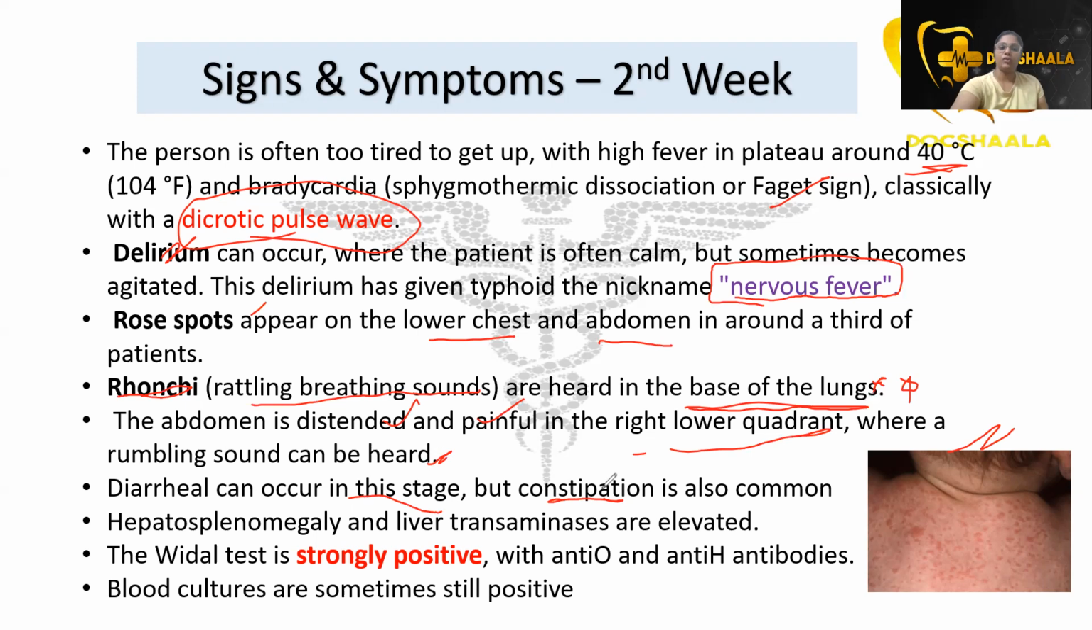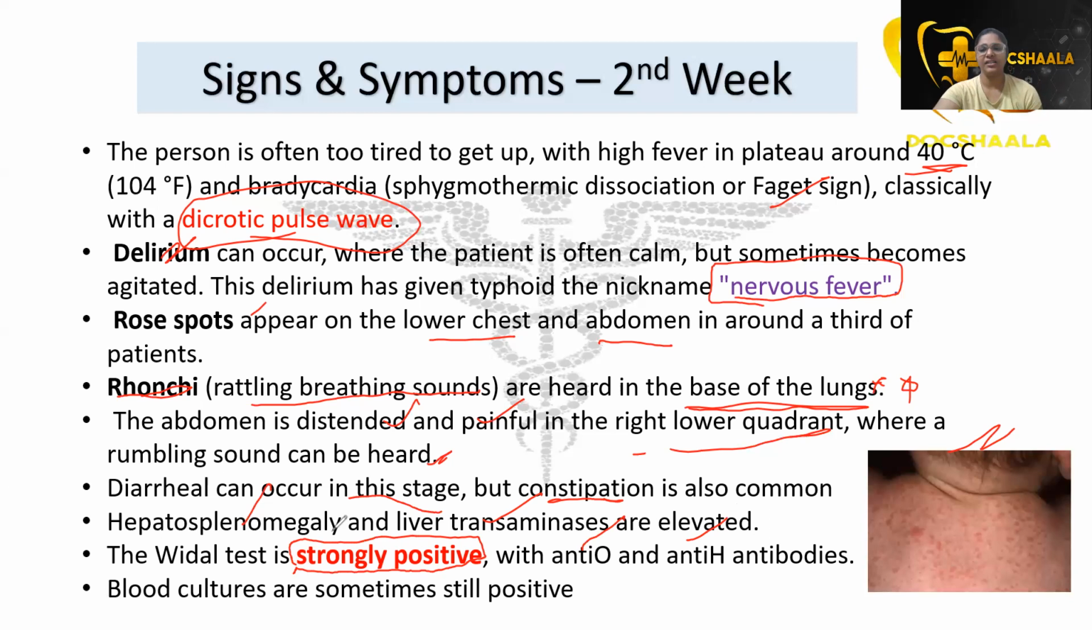Then hepatosplenomegaly and liver transaminases are elevated. Hepatosplenomegaly is nothing but both the liver and spleen getting enlarged. Here in the second week, the Widal test is strongly positive with anti-O and anti-H antibodies, and blood cultures are sometimes still positive.